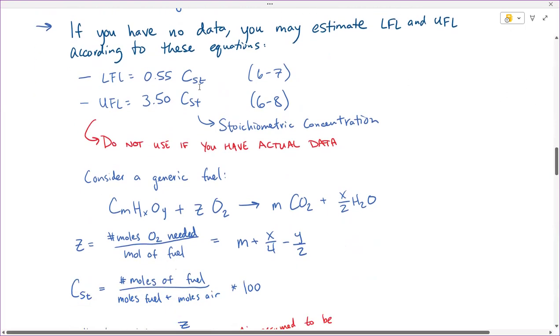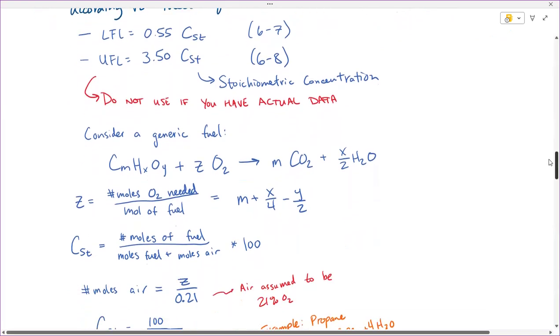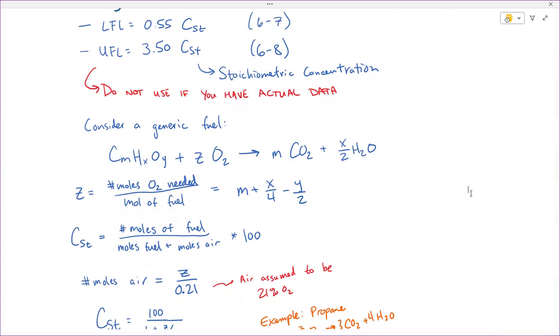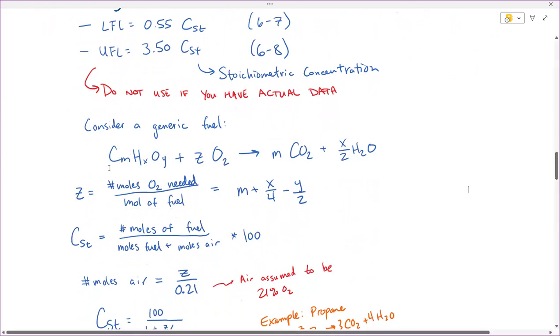All right, what is this CST business? Let's talk about that quickly. First, let's consider the combustion equation for just a generic fuel. This is something that I covered back in MEB. You might remember this. If we had a hydrocarbon fuel that could potentially have some oxygens in it, we'll call the number of carbon atoms in the fuel molecule M, the number of hydrogen atoms in the fuel molecule X, and the number of oxygen atoms in the fuel molecule Y. And then Z is the stoichiometric coefficient for oxygen.